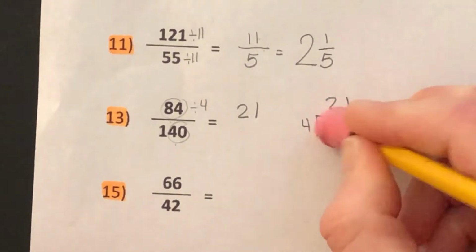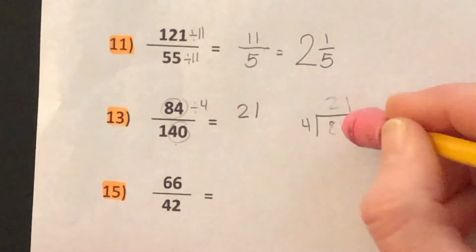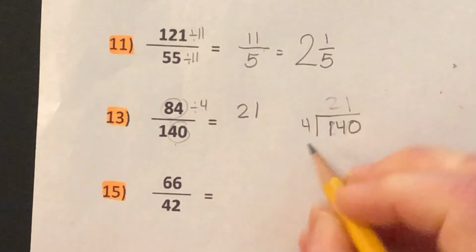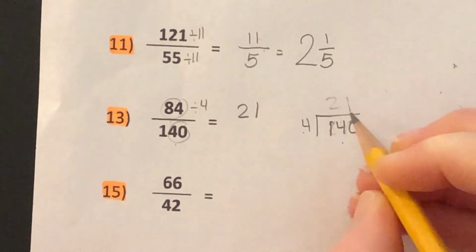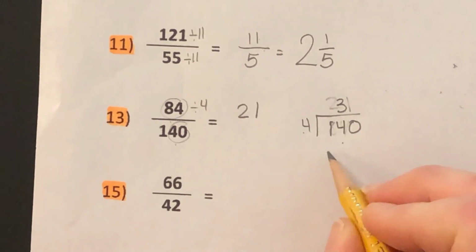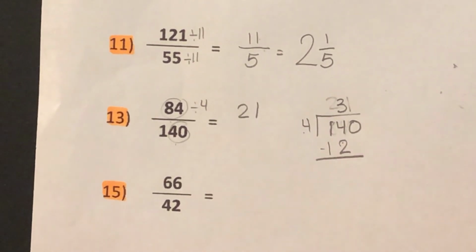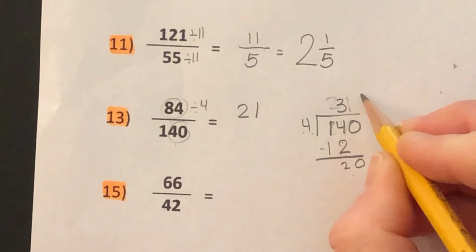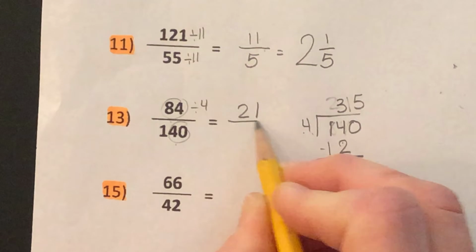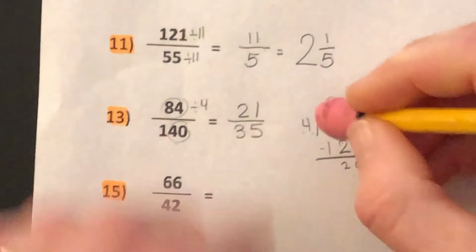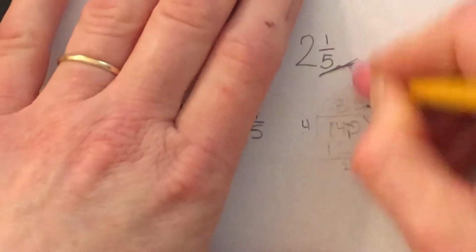Now let's do 140 divided by 4. That one will be a little more work. 140. 4 goes into 14 3 times. 3 times 4 is 12. Subtract. 4 goes into 20 5 times. 35. Now, you're probably thinking, I reduced, I'm done.